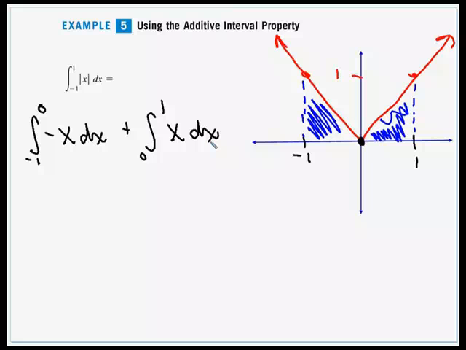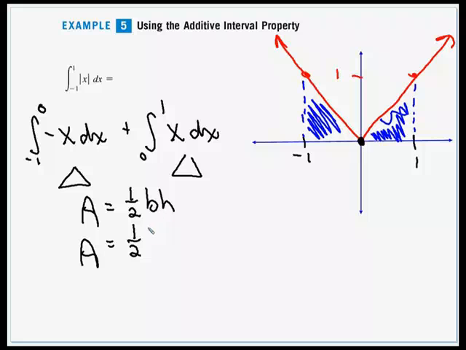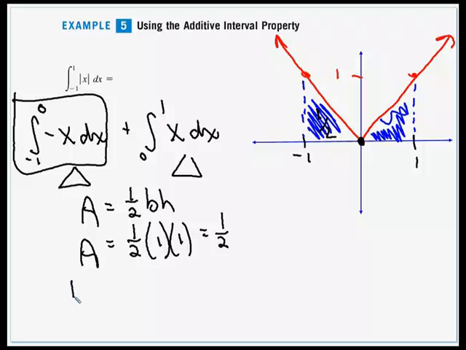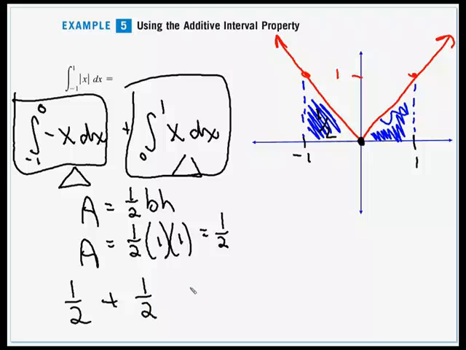And these are just two triangles. First one is a triangle, the second one is a triangle. They are both, remember, area equals 1/2 base times height. So the area of each triangle separately is 1/2. The base is 1. The height is 1. So the area of each triangle is 1/2. The triangle on the left has an area of 1/2. The triangle on the right has an area of 1/2. So this one here is 1/2, plus the area of the second triangle is also 1/2. 1/2 plus 1/2 is 1.